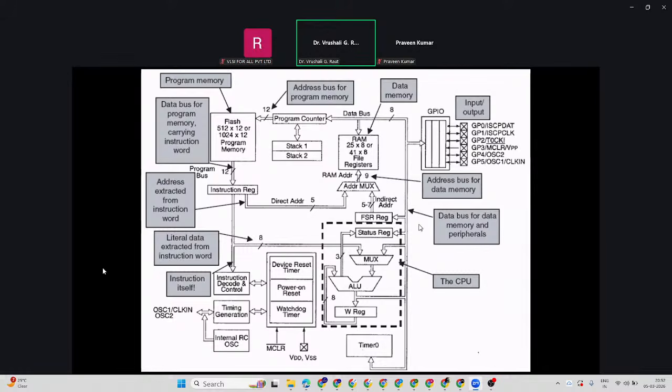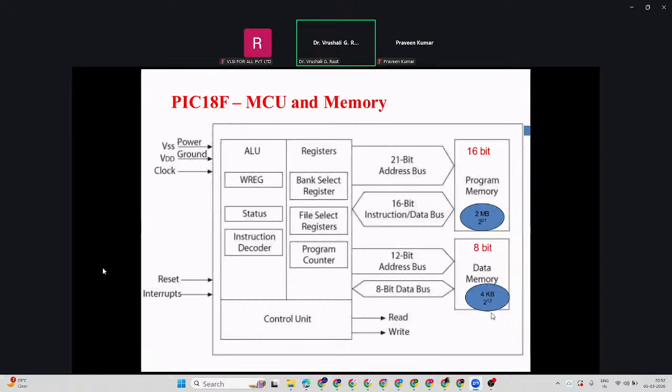Okay, so I think for today we'll stop here, and next time we'll go with further detailing of this PIC 18 microcontroller. Okay, with the memories and other detail, we'll go further.